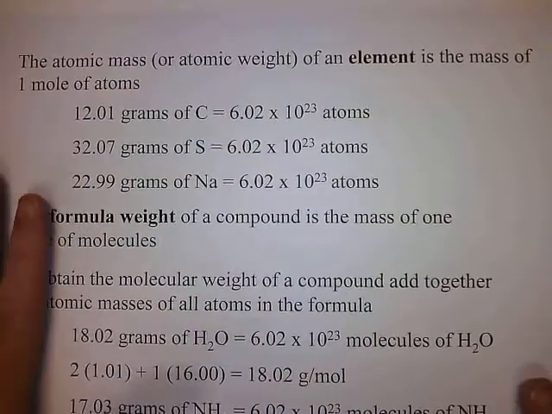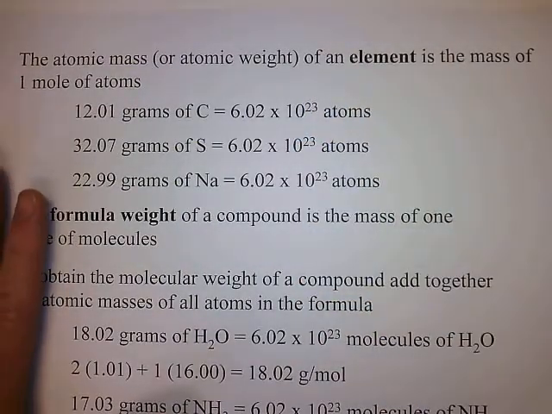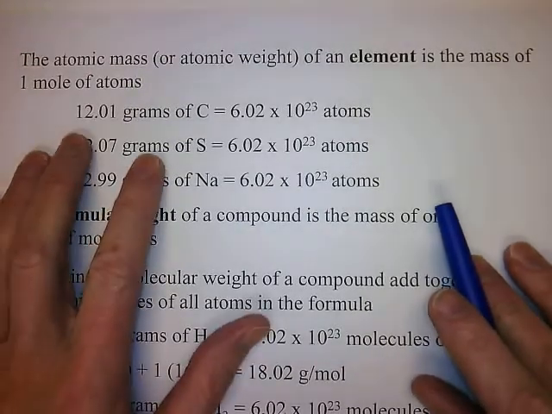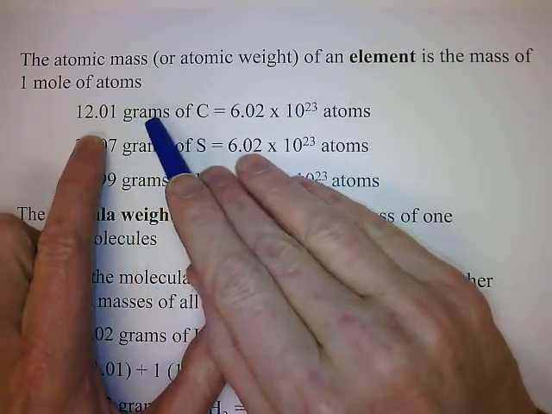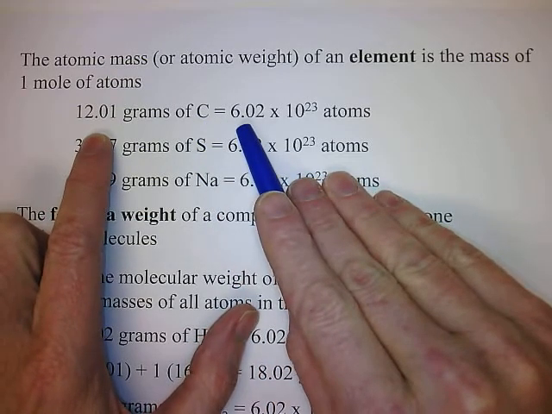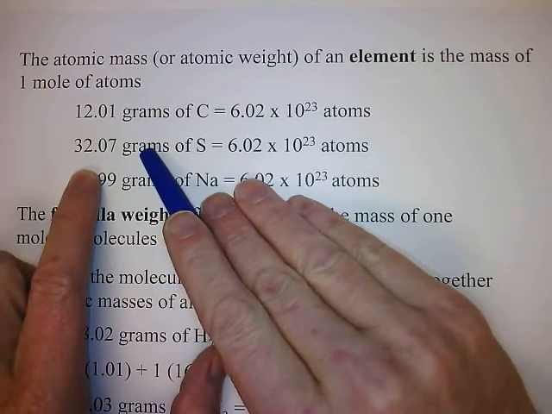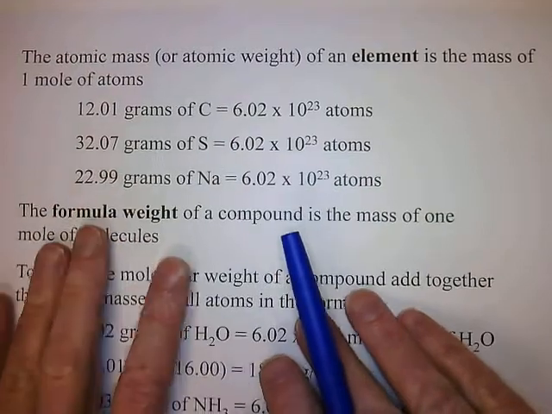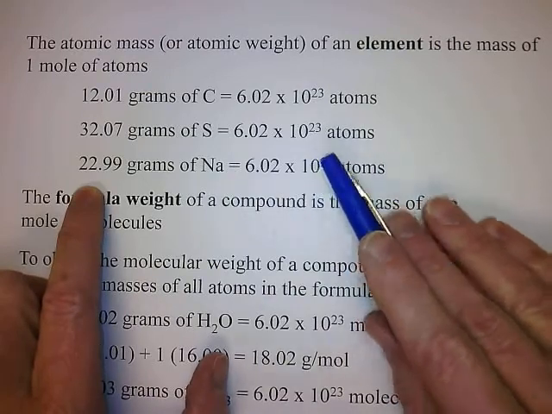So earlier we introduced the idea of atomic weight, the weighted average of all the naturally occurring isotopes. This basically represents the mass of 1 mole of atoms. So for example, if you have 12.01 grams of carbon, that's the atomic weight of carbon, you will have an Avogadro's number of atoms, or a mole of atoms, 6.02 times 10 to the 23rd. If you have 32.07 grams of sulfur, that's the mass that it takes to make a mole of sulfur. If you have 22.99 grams of sodium, you have a mole of sodium atoms, right?